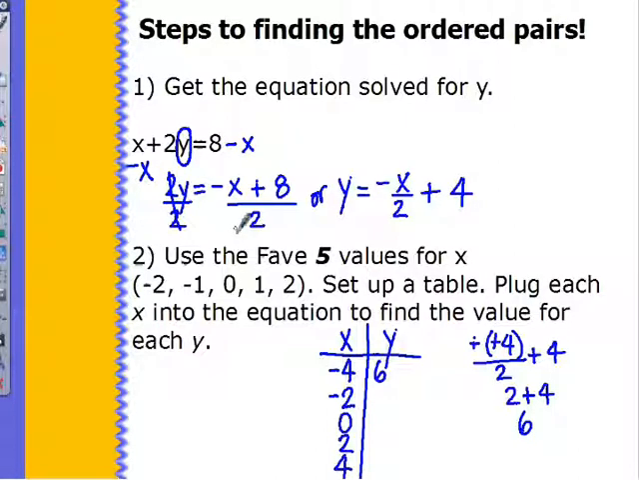Let's plug in negative 2 next. We get 2 over 2 is 1, plus 4 makes 5. 0 plugged in, we just get 4. Oh look, 6, 5, 4. I bet I could use patterns to figure out that this is going to be 3. Right, because I get negative 2 over 2 makes negative 1, plus 4 is 3, and then when I plug in 4, I get 2. I'm out of space there at the bottom of my screen.